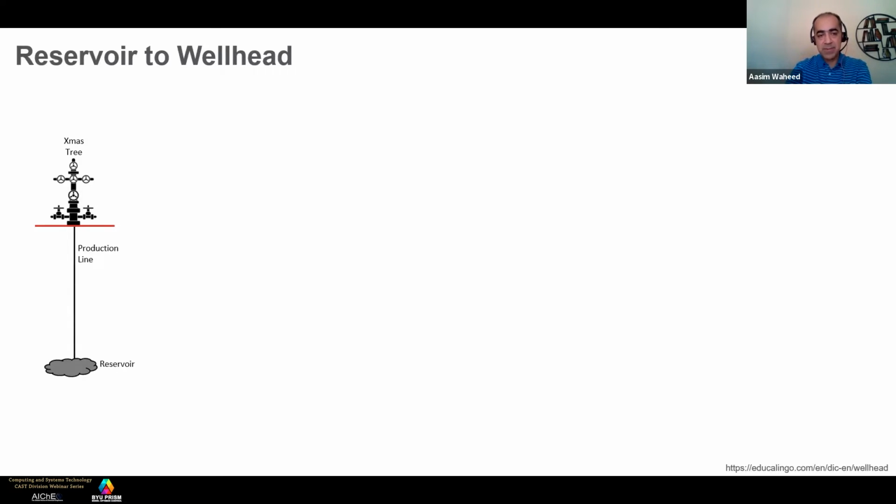This is a picture that shows that. And it's a good picture, except that it's grossly out of scale. We all kind of know it, and it says, here's a Christmas tree, and that's a production line, and there's a reservoir.